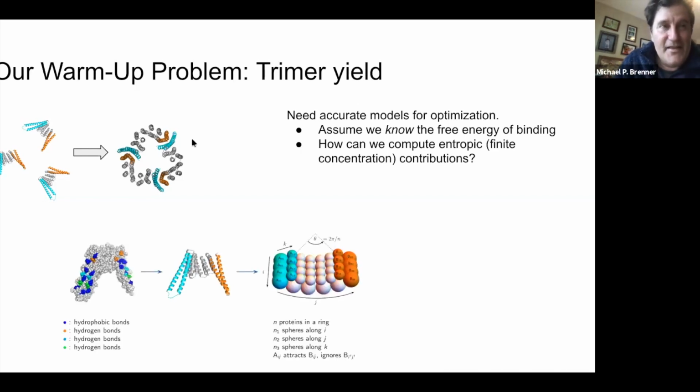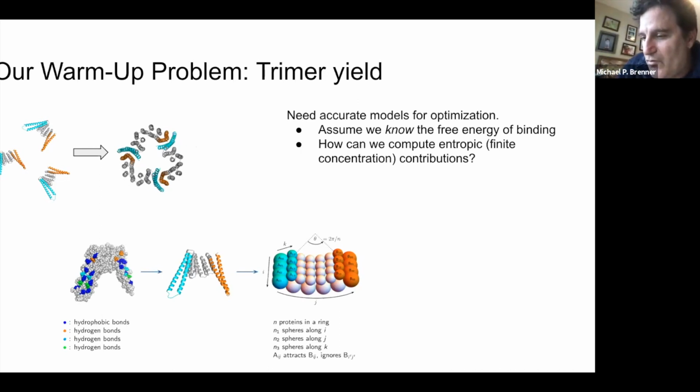We can go from a PDB file. If you give us a PDB file of what the protein structure is, and you tell us the binding strength, which amino acids stick and with what binding strength, then we can solve the statistical mechanics. We have code that solves the statistical mechanics problem that will compute the concentration dependence of the yield. And so anyway, that's what we figured out how to do.